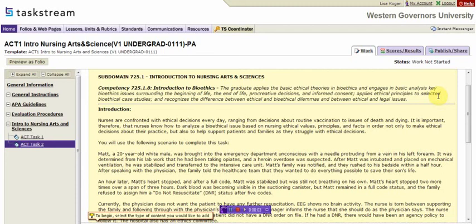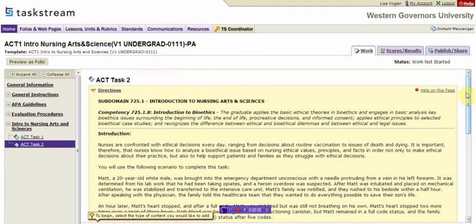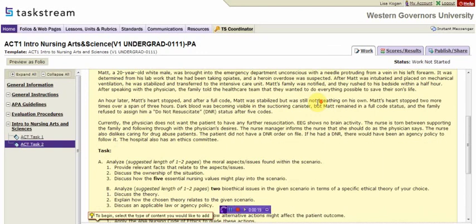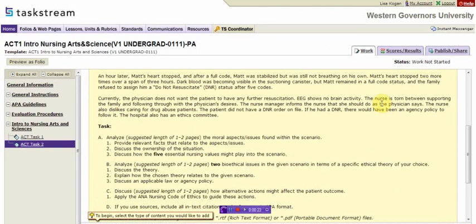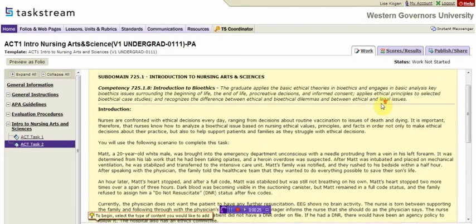Hi everybody, we're going to talk briefly just about Task 2 for ACT1. This task is in regards to bioethics and ethical principles. I want to just briefly go over the scenario and the task itself. There's a couple speed bumps where a lot of students hit, and I just want to hopefully clarify those as you move on through your task.